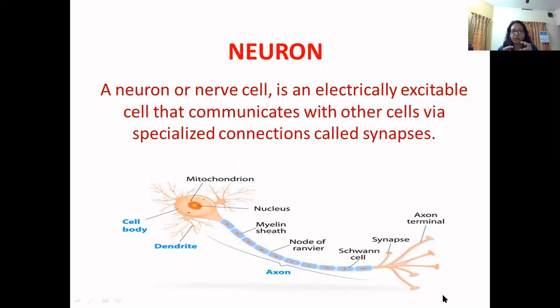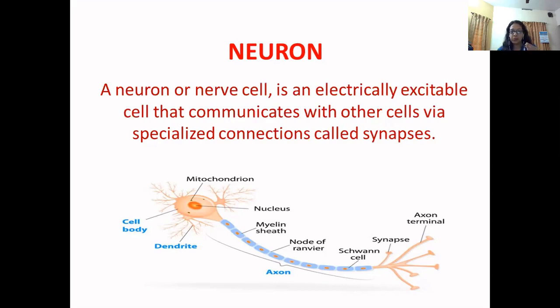Here, the structure starts with the cell body. You can see it is in peach color. Inside the cell body, there is a mitochondria and there is a very big nucleus. And from this cell body, you can see the projections outward. These branch-like projections are called dendrites. And this cell body extends into an elongated fiber-like region. This elongated region is known as the axon.